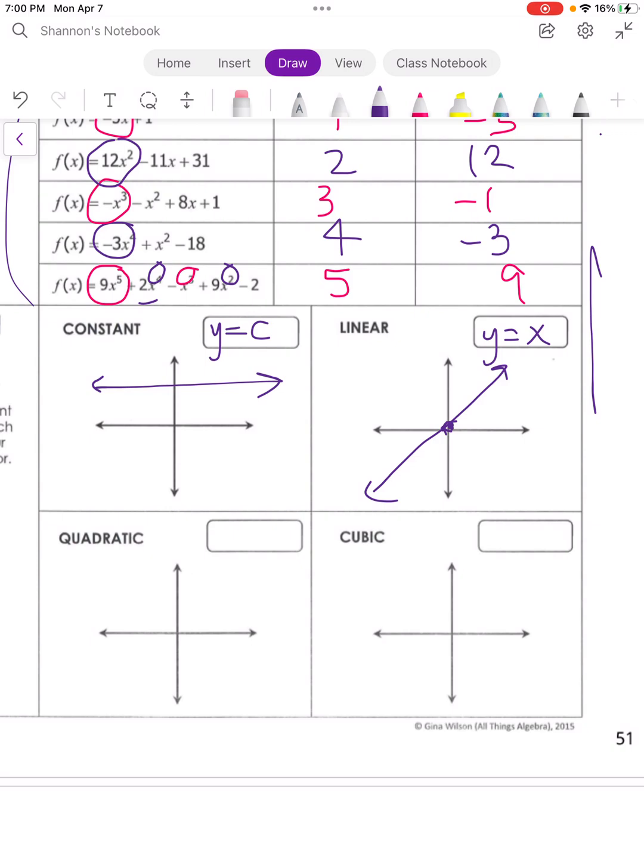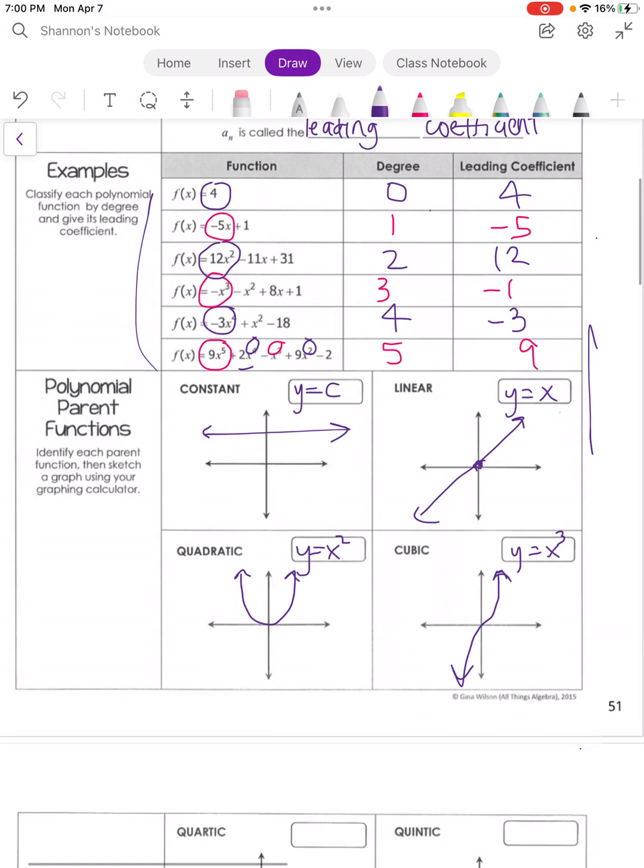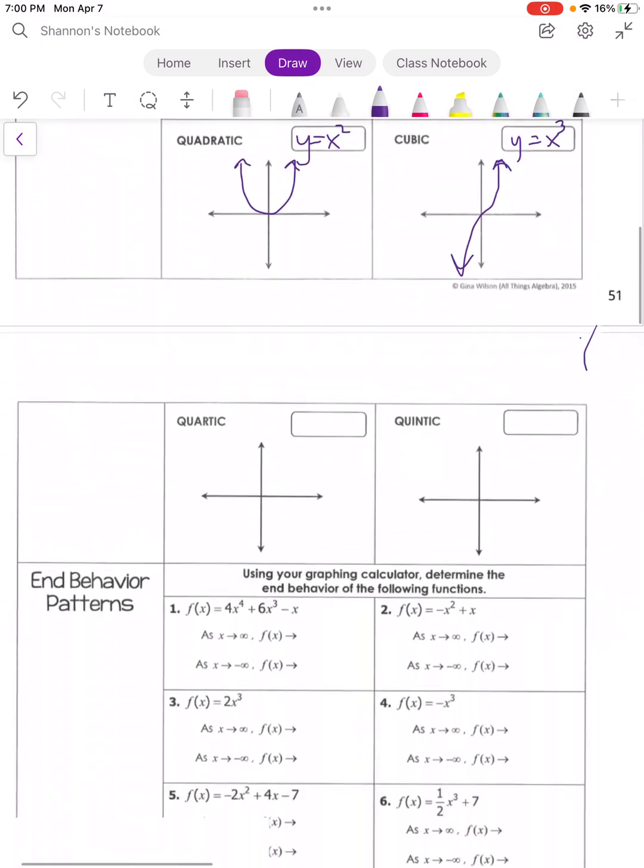Quadratic, we've seen a lot of. Those have the shape of your parabola. It's y equals x squared. So more like that. Cubic, we've seen a little bit. Oh, let me try that again. It's going to be more like a squiggle looking shape there. All of these are types of polynomials.